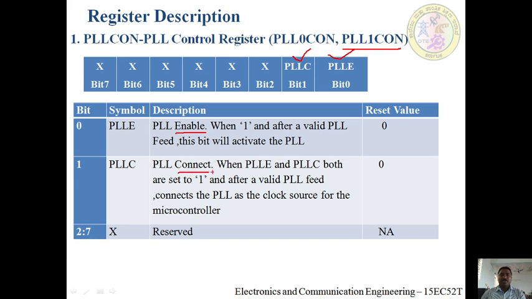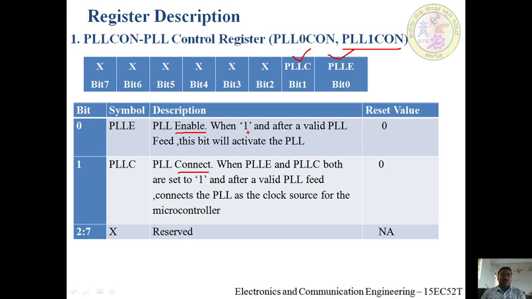This is connect. In order to use the PLL frequency or the PLL output signal, as I said, PLL0 is used to generate the system clock, that is CCLK, and PLL1 is used to generate the USB clock at the rate of 48 megahertz. This PLL enable bit should be 1. After a valid PLL feed, this bit will activate the PLL. So in order to use the PLL frequency, PLLE should be 1.